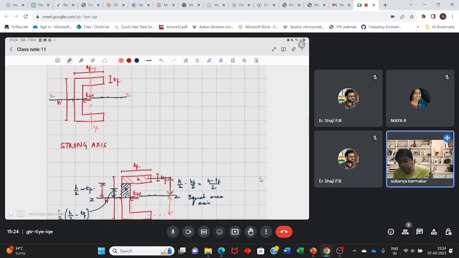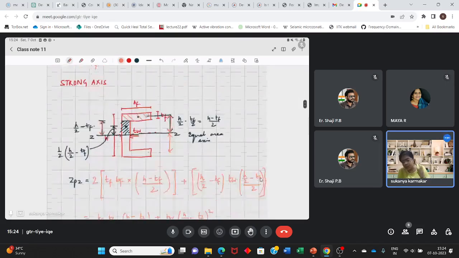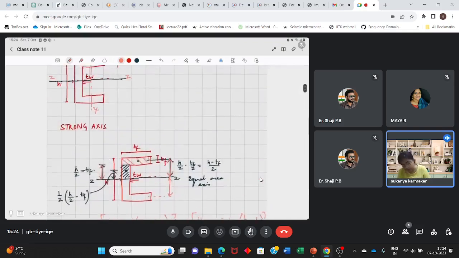We'll consider two cases. Since I've taken a very generalized section and have not put the dimension numbers, let's consider two cases. First case, when the equal area axis lies within the web, and one when it does not lie in the web. So let's consider the case when the equal area axis lies within the web.